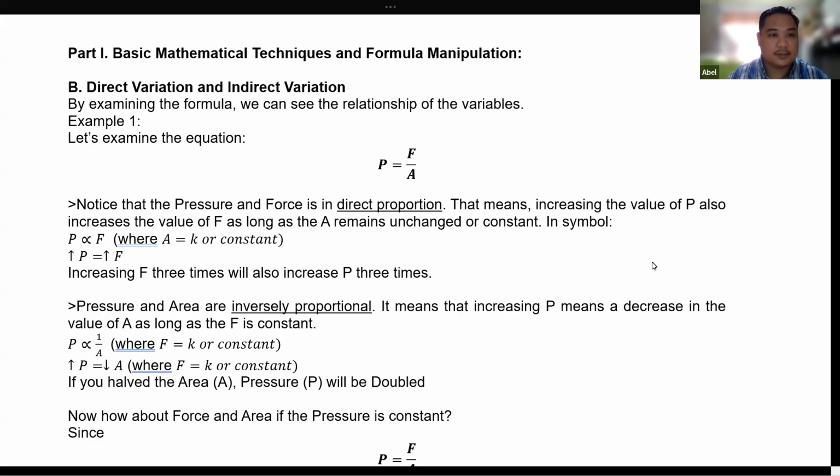Okay, so next topic is the letter B, direct variation and indirect variation.